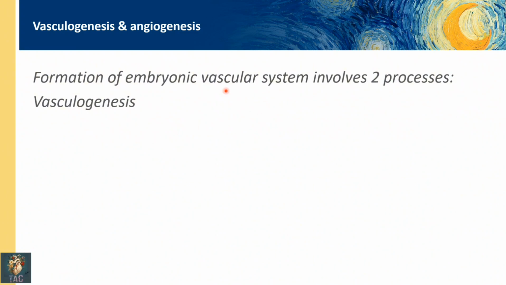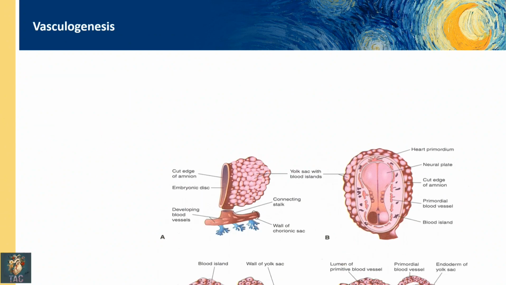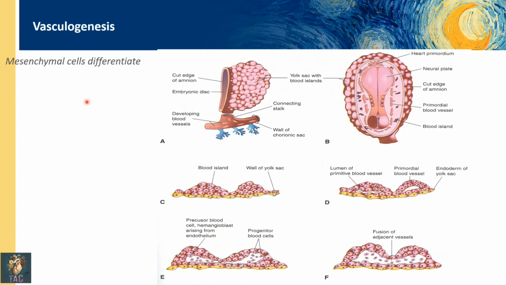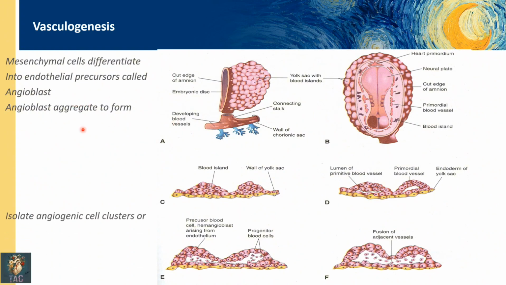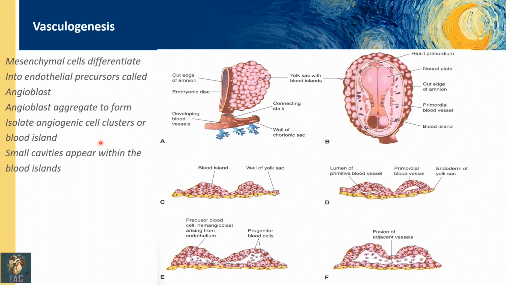Formation of the embryonic vascular process involves two processes. One is vasculogenesis and the other is angiogenesis. So in vasculogenesis, the mesenchymal cells differentiate into endothelial cell precursors called angioblasts. These angioblasts aggregate to form isolated angiogenic cell clusters or blood islands. Then small cavities appear within these blood islands, and angioblasts flatten out to form the endothelial cells.